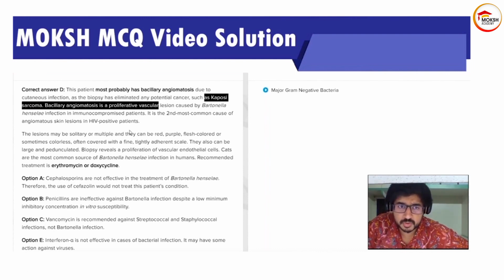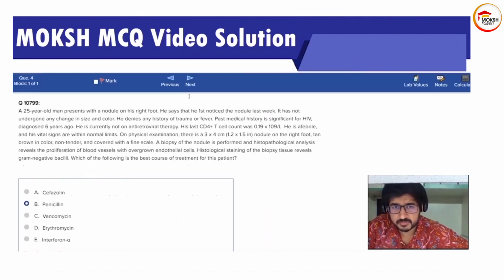In Kaposi sarcoma, you will have a neutrophil predominant slide. Your slide will show predominance of neutrophils. And for bacillary angiomatosis, it will show predominance of lymphocytes.